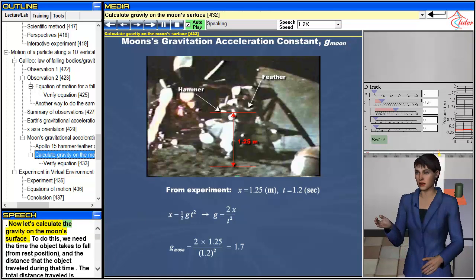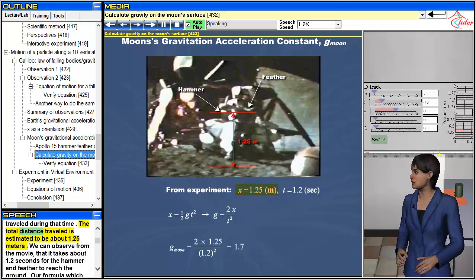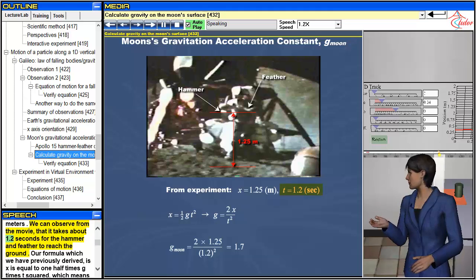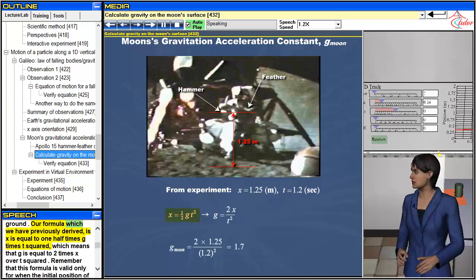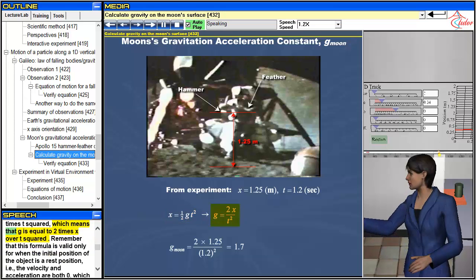Now let's calculate the gravity on the Moon's surface. To do this, we need the time the object takes to fall from rest position, and the distance that the object traveled during that time. The total distance traveled is estimated to be about 1.25 meters. We can observe from the movie that it takes about 1.2 seconds for the hammer and feather to reach the ground. Our formula, which we have previously derived, is x is equal to 1/2 times g times t squared, which means that g is equal to 2 times x over t squared.